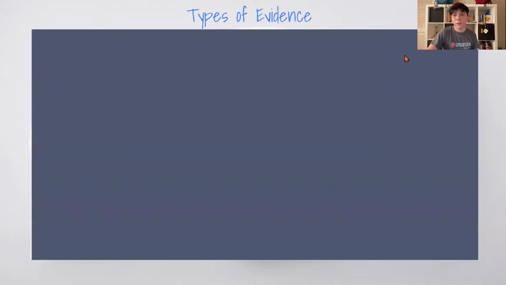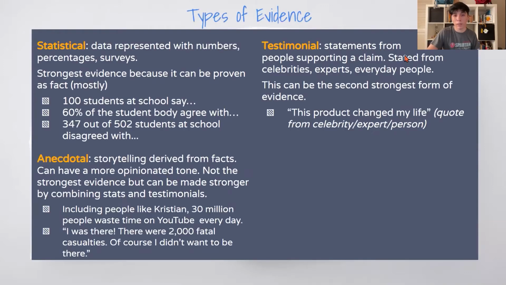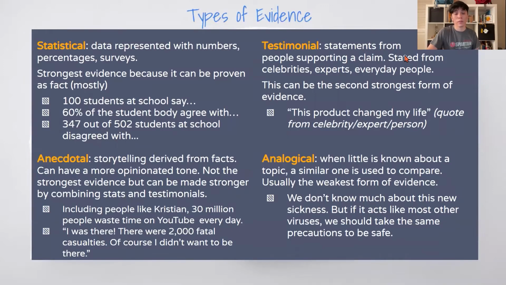The types of evidence, again, we covered this in the last video, so go back to that video if you want more coverage on it. But if you need to pause the video to take these notes down still, go ahead and pause the video. Statistical evidence is, again, just represented with numbers, percentages, and surveys. Testimonials are just statements from people supporting a claim. It can be by any person, but it's a person that tells you their own experience. And most testimonials that we listen to tend to be from experts or celebrities.